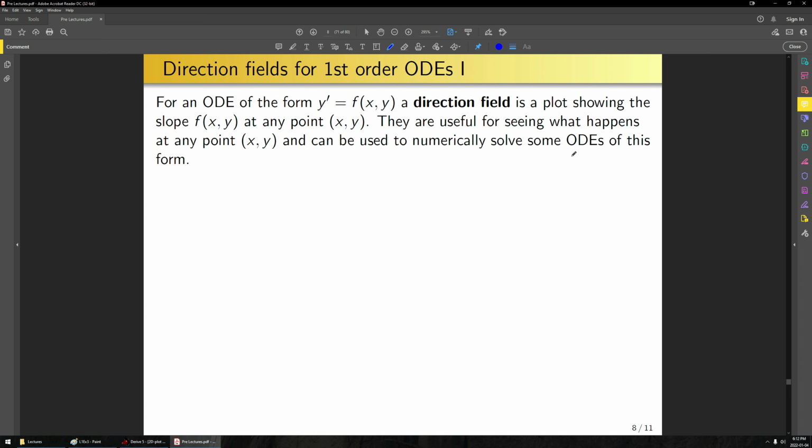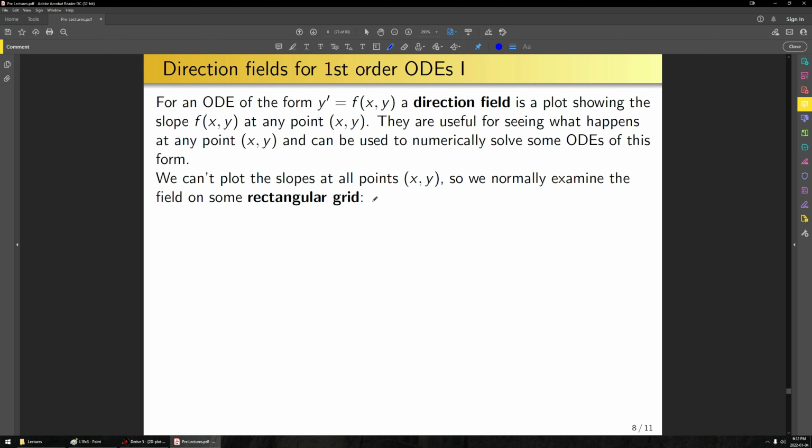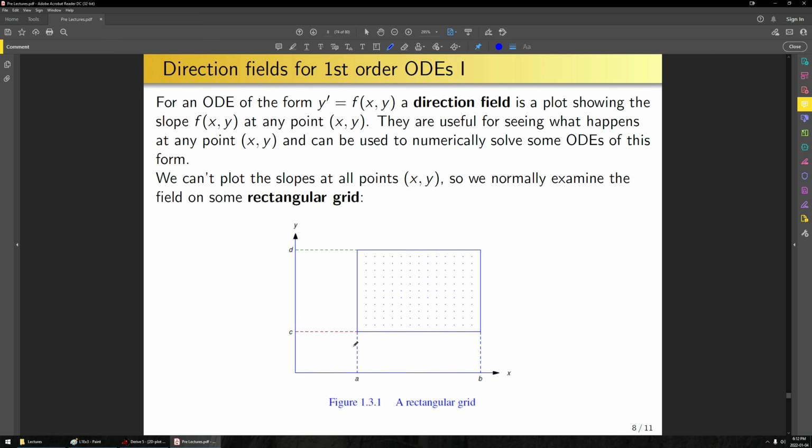Okay, so in practice, I can't plot f of x comma y for all points x comma y. So what I do is I plot the slopes on a kind of finite version. What do I mean by that? Well, I simply pick a rectangular grid. So here I have my A, B, C, D. That's where I want to plot the stuff. This figure was taken directly from the text, by the way. Here I pick a bunch of points where I want to compute what this slope is. For each one of these points, I will draw a little vector with an arrow, and the arrow will show the direction that I'm traveling.